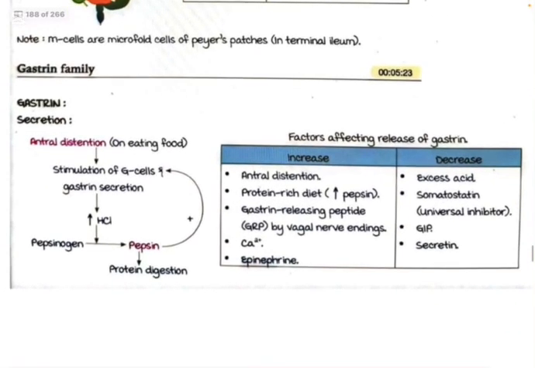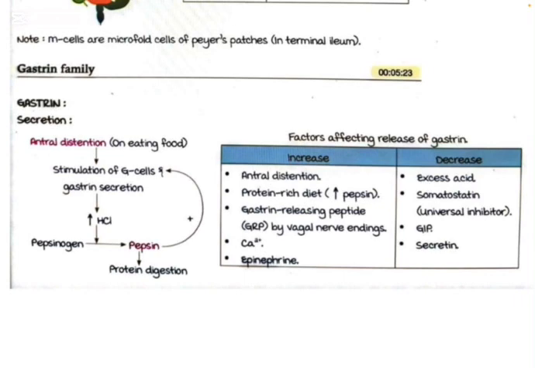Gastrin family. Gastrin secretion is from antral distension. On eating food, there is stimulation of G cells and gastrin secretion, which increases hydrochloric acid. Pepsinogen is converted to pepsin, which gives positive feedback for more stimulation of G cells and more gastrin secretion. Pepsin also causes protein digestion.